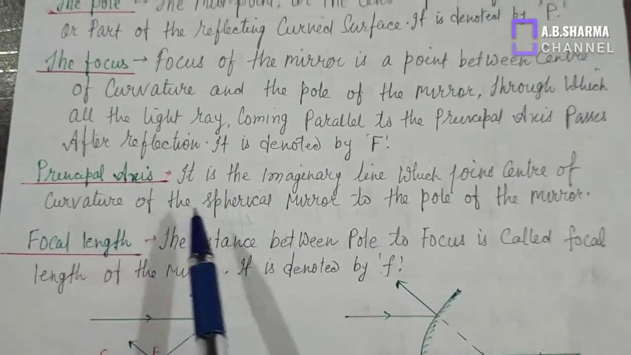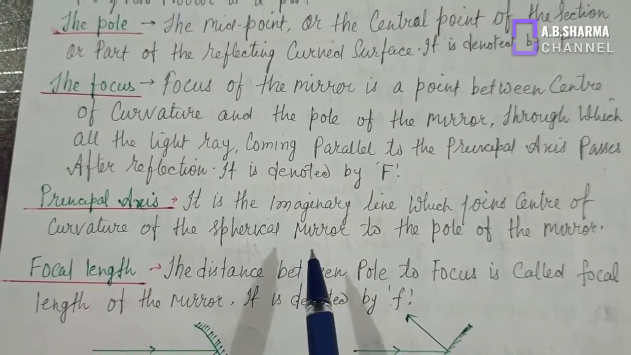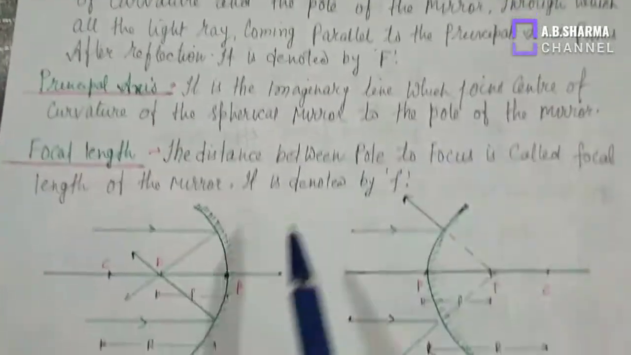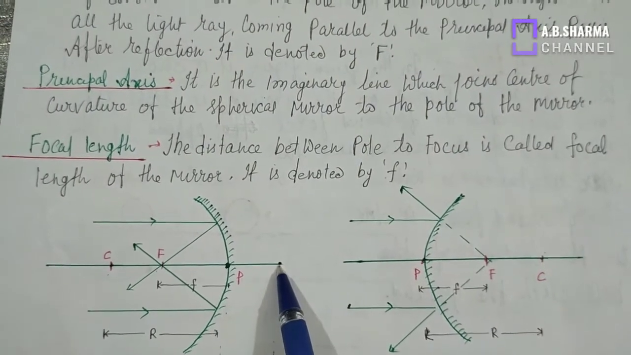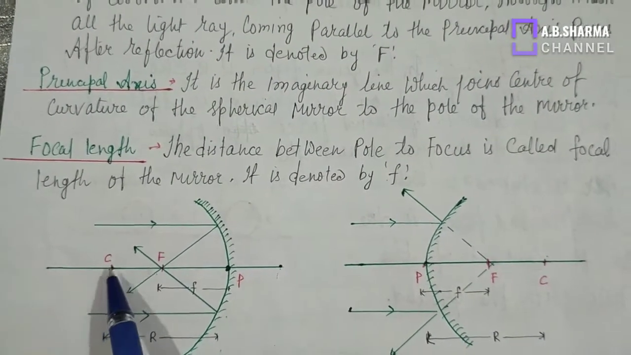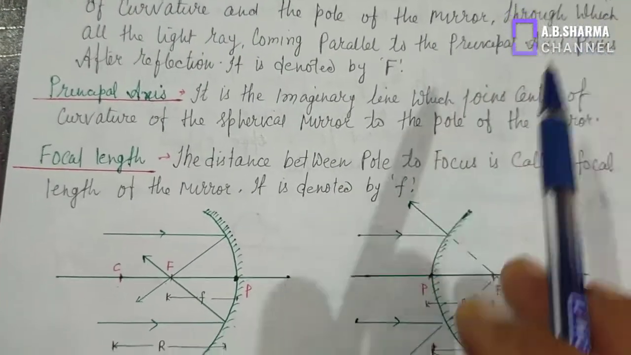Principal axis. It is the imaginary line which joins the center of curvature of the spherical mirror to the pole of the mirror. This is an imaginary line joining the center of curvature to the pole of the mirror. This is called the principal axis.